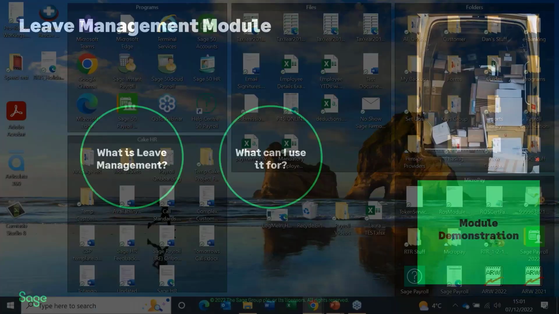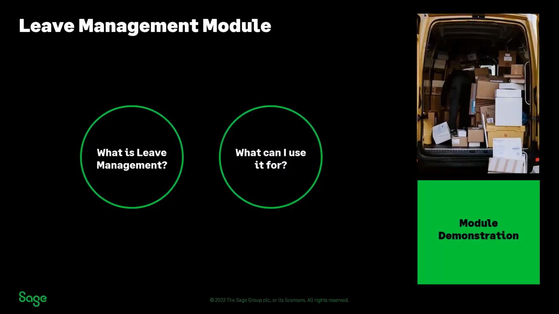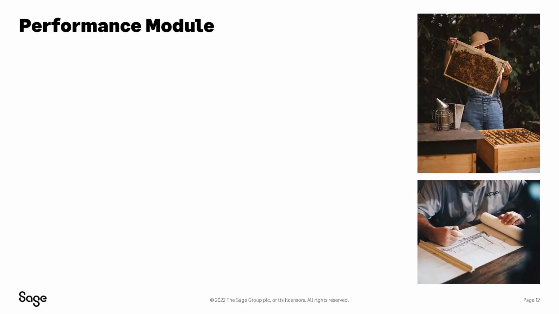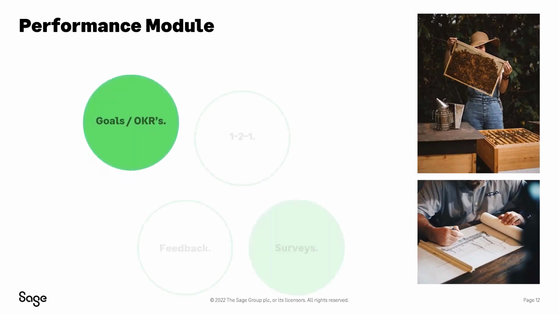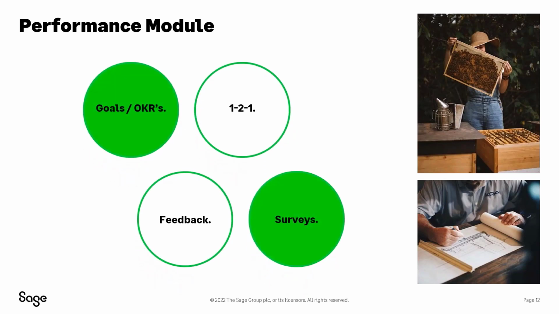So the next part that we're going to look at, the performance module. Now there are a number of parts within the performance module, starting with goals. So your employees will be able to set aspirational goals that challenge your workforce, and that'll help them keep track of progress and align team efforts with your company vision.